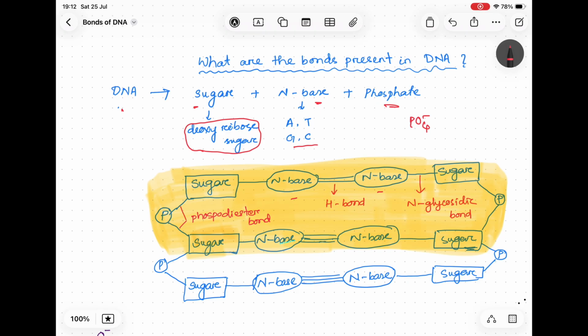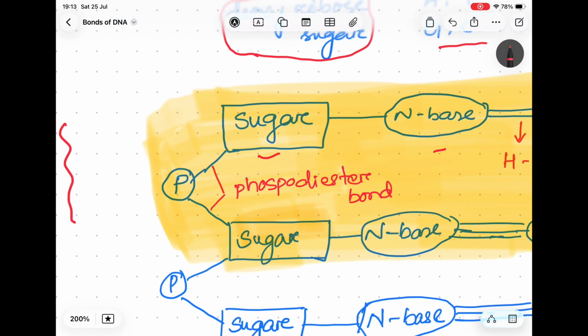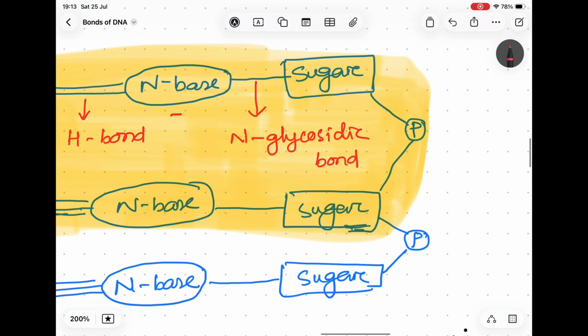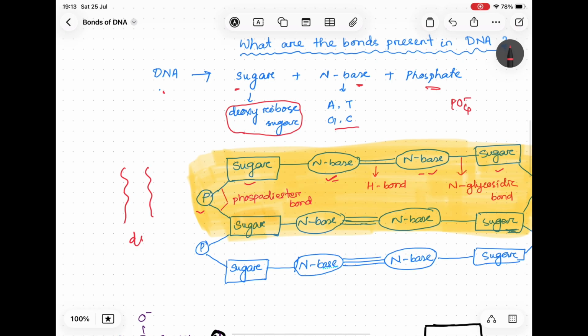Where are they present? Suppose there are two strands. DNA has two strands because it is a double strand structure. Let me zoom in. This is your one strand. One strand contains sugar, your nitrogen base, and phosphate. This is one strand, and this side is another strand, with nitrogen base, sugar, and phosphate. So how do these two strands connect? The ladder-like structure is formed by these nitrogenous bases.